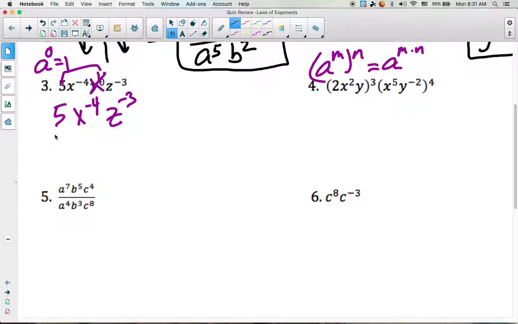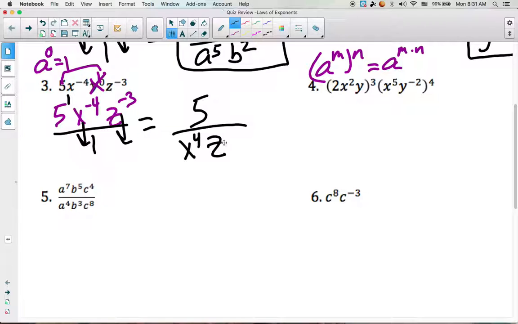I need to make them positive, so I'll make it a fraction. Now the 5 has an exponent of a positive 1, so positive exponents don't move, so we keep the 5 in the numerator. X to the negative 4 would drop down to become x to the 4th. Z to the negative 3 would drop down to become z to the 3rd.